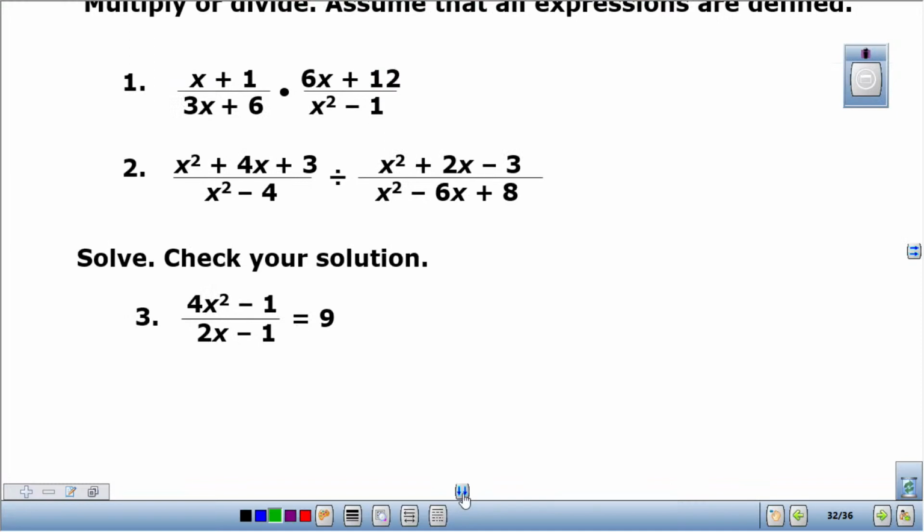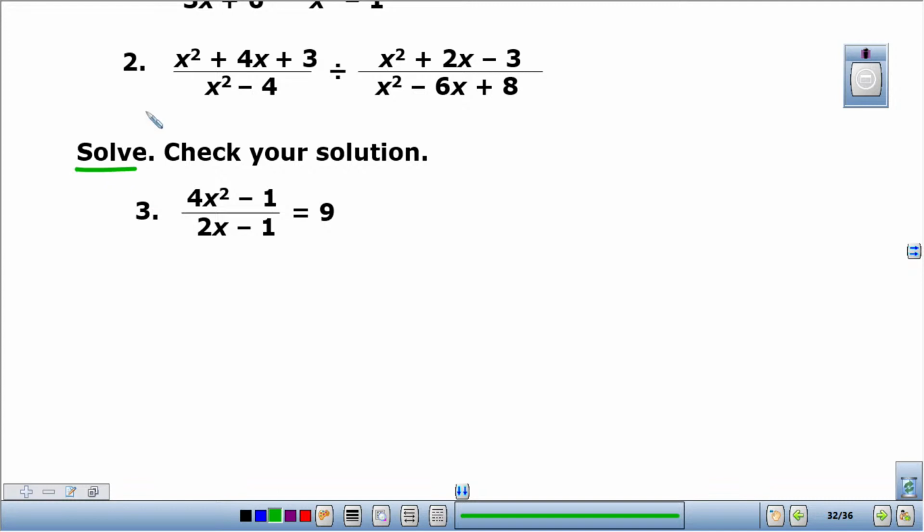Number 3 says solve. Now, this one needs me to come up with a solution. I really have to come up with a value for x. Solve and then check your answer. In this lesson, you've got to check the answers because sometimes we're going to end up with answers that do not work. We call them extraneous answers.